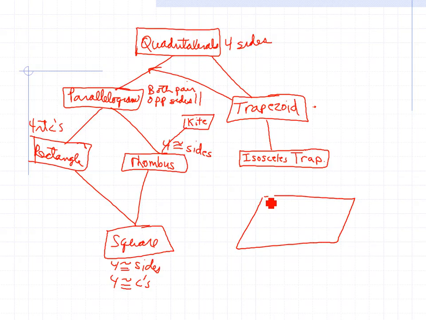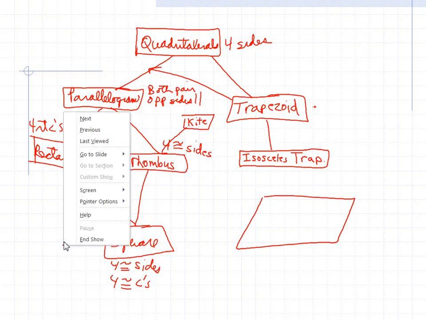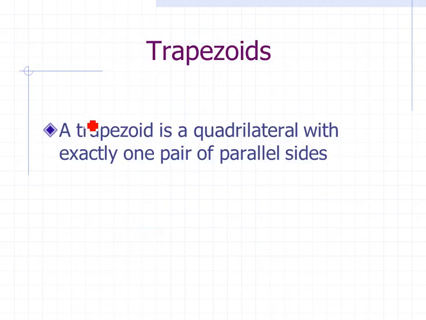Instead of both pairs of opposite sides being parallel, one pair of opposite sides is parallel. And I'm going to put the definition up here now. This is the definition of a trapezoid. The word that they left out now in the definition is this word. Instead of saying it has exactly one pair, now they're saying it has one pair.